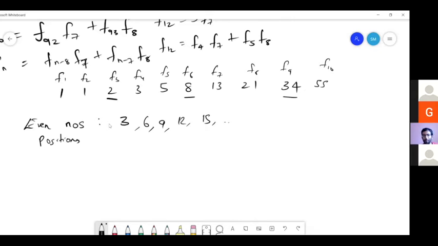Some nice pattern coming up here, right? So even numbers are nothing but multiples of 2. So if you consider multiples of 3, is there any pattern in their positions? Yeah, they're occurring at multiples of 4 positions. So multiples of 3 occur in the positions of multiples of 4.